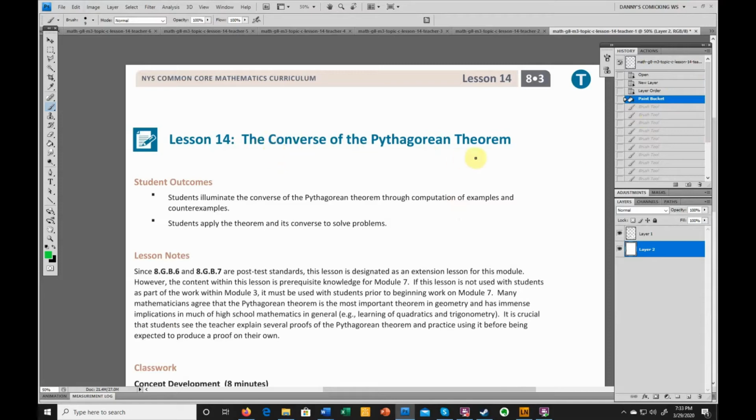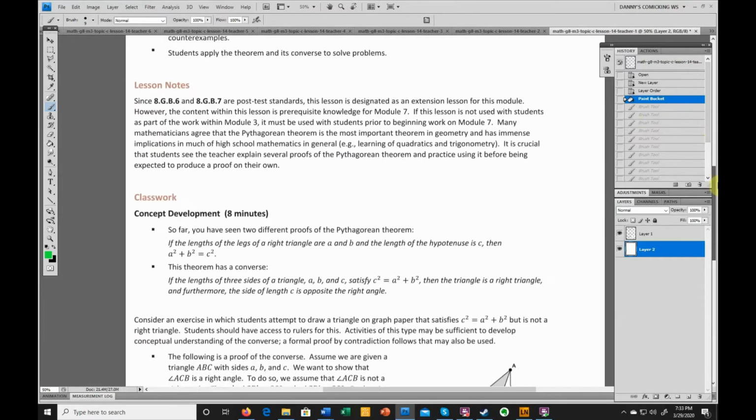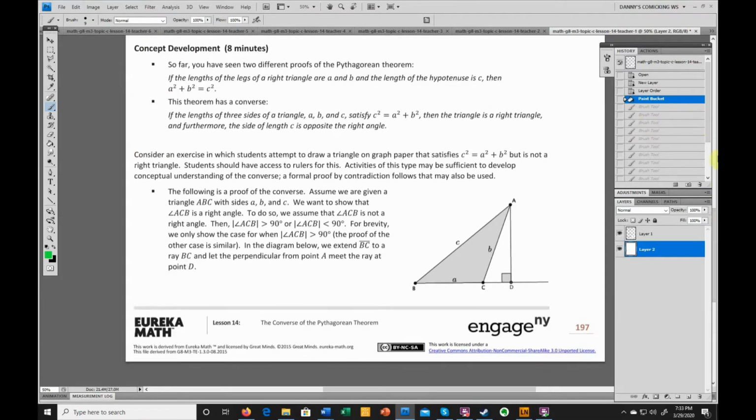Lesson 14, the converse of the Pythagorean theorem. We're going to go ahead and start right here.